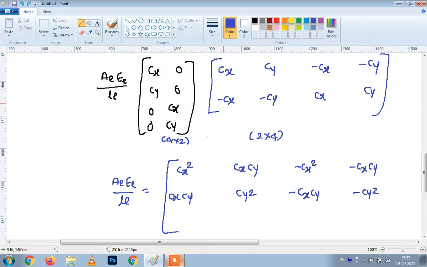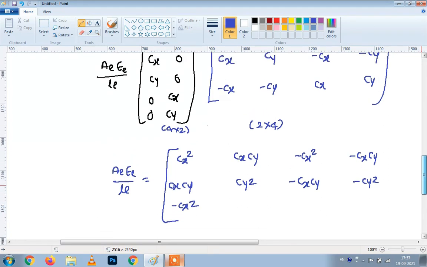Now third row into first column: 0 into Cx is 0, Cx into minus Cx, so it will be minus Cx square. Now third row into second column for the second element: 0 into Cy is 0, Cx into minus Cy, so it will be minus Cx Cy. Now third row into third column: 0 into Cx is obviously 0, Cx into Cx is Cx square. Now third row into fourth column, Cx Cy.